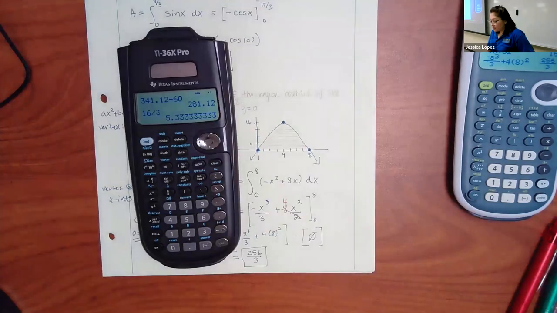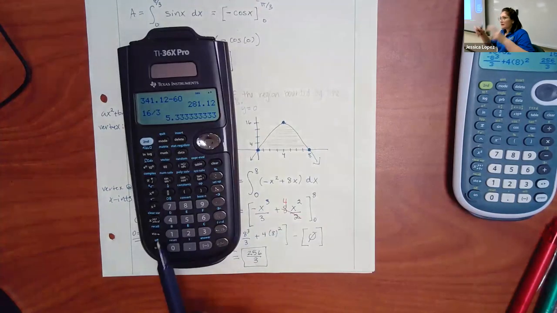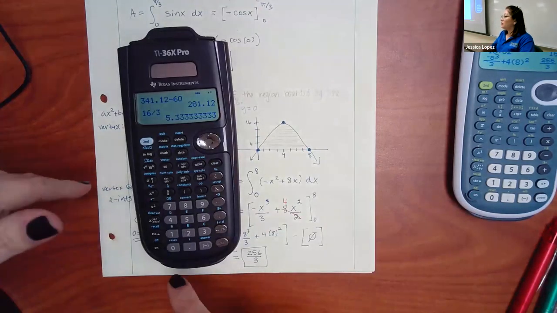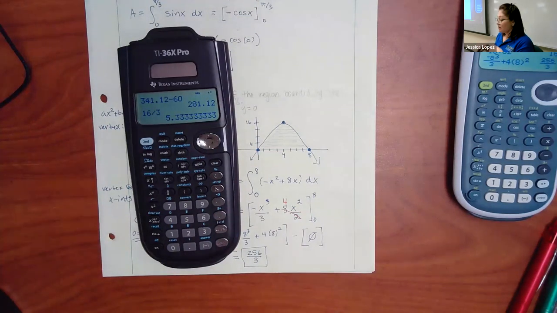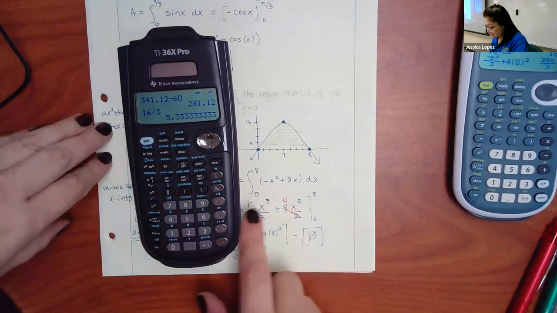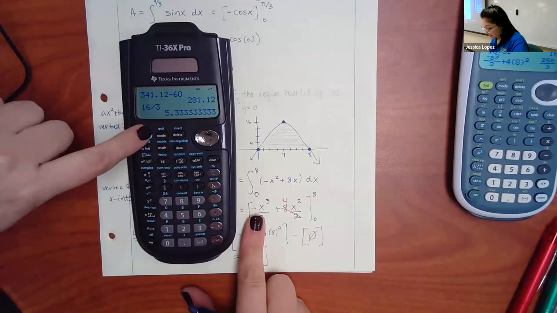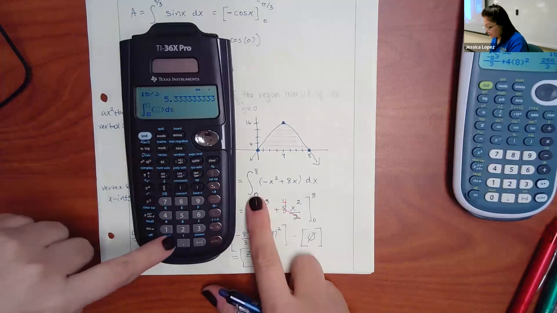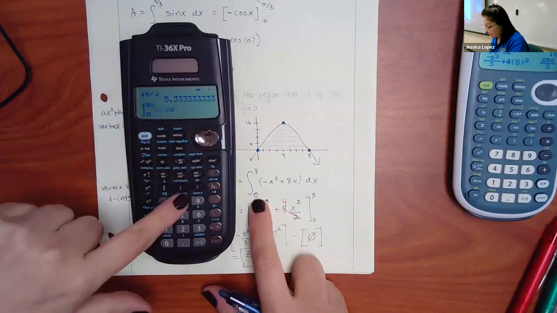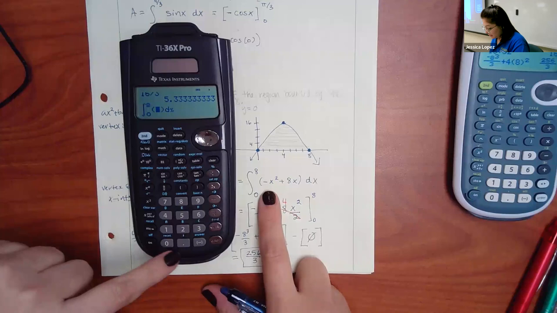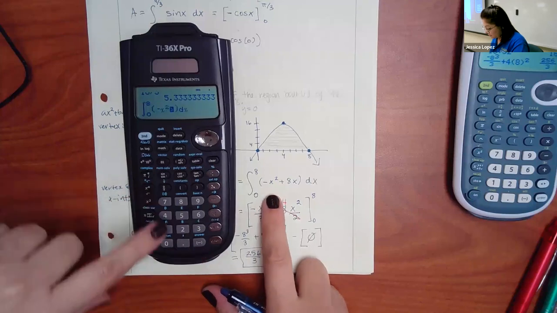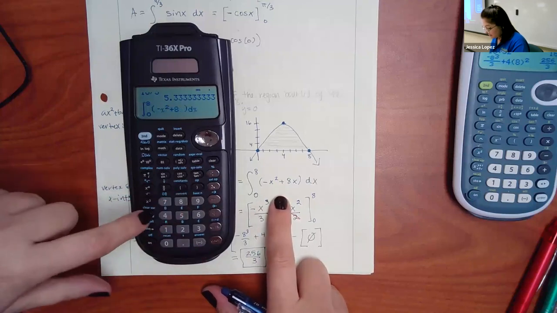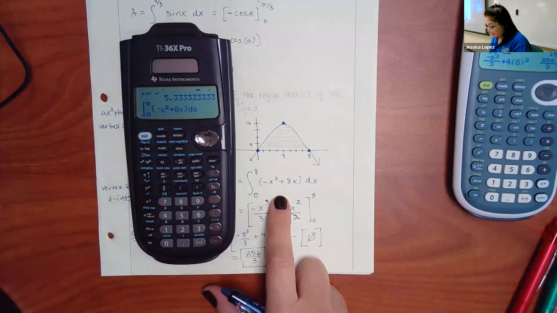The thing is that you can only type in definite integrals in this calculator. You can never type in an indefinite. So if there's no bounds, you have to know how to integrate it, okay? There's no way around it. But if it does have bounds, you can put this in the calculator. So if I click second and this button, I could put in zero, go to the top, plug in eight, go to the right, plug in negative x squared, eight x, and hit enter.